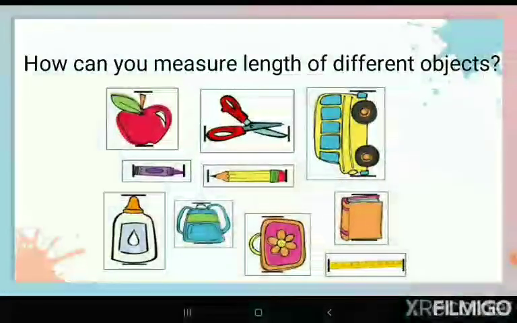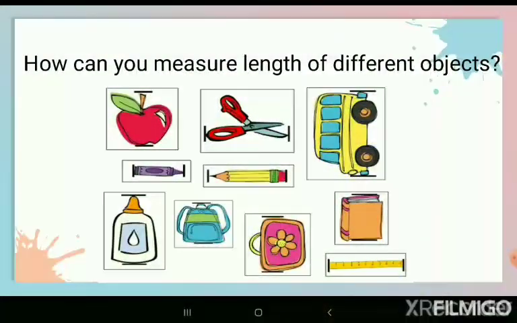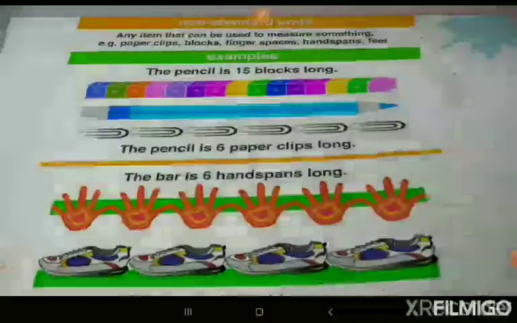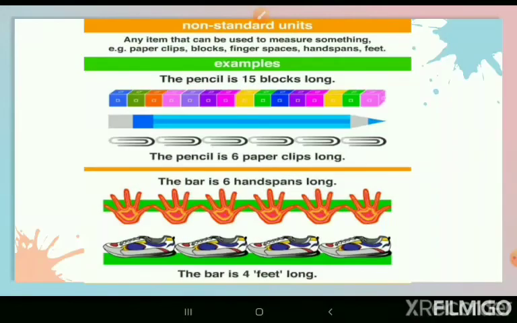Now children, on your screen you can see there are different objects. So can you tell me how can you measure length of different objects which is shown on your screen? Just think of the ways you can use to measure the lengths of these objects. You all must be ready with a lot of different answers. But today we are going to learn to measure length using non-standard units. So we can measure length with the help of body parts and many other items.